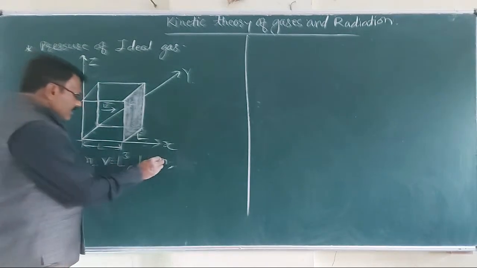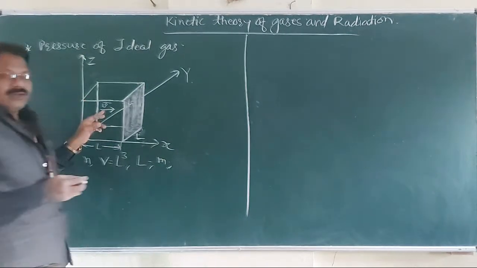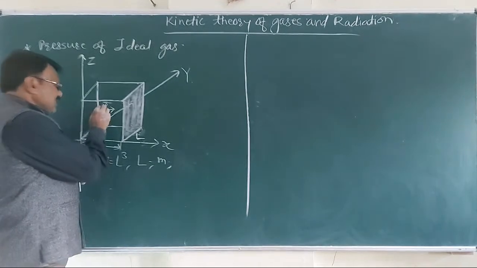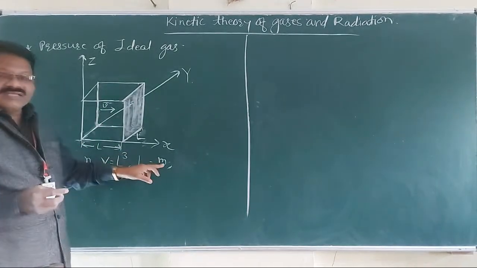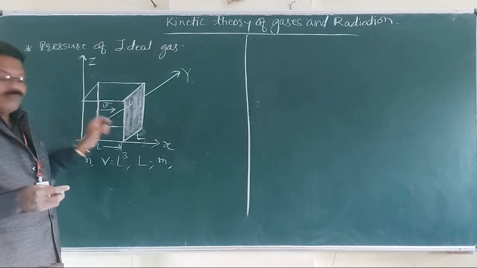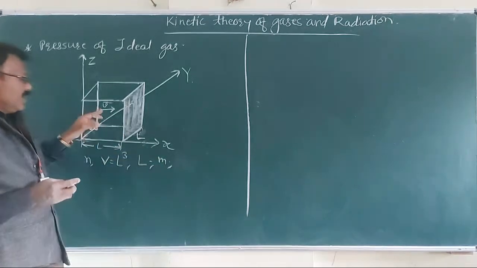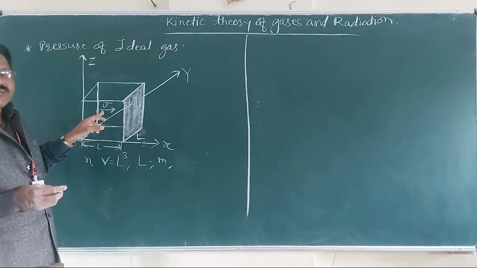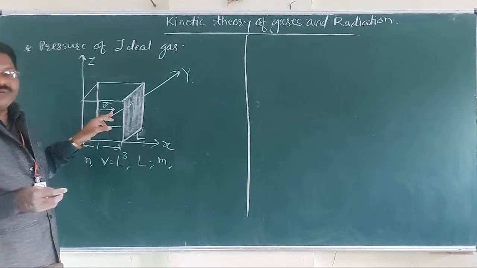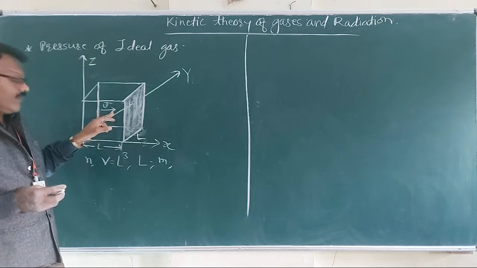Now consider one molecule, or consider a typical molecule of mass m. It is moving with velocity v bar.